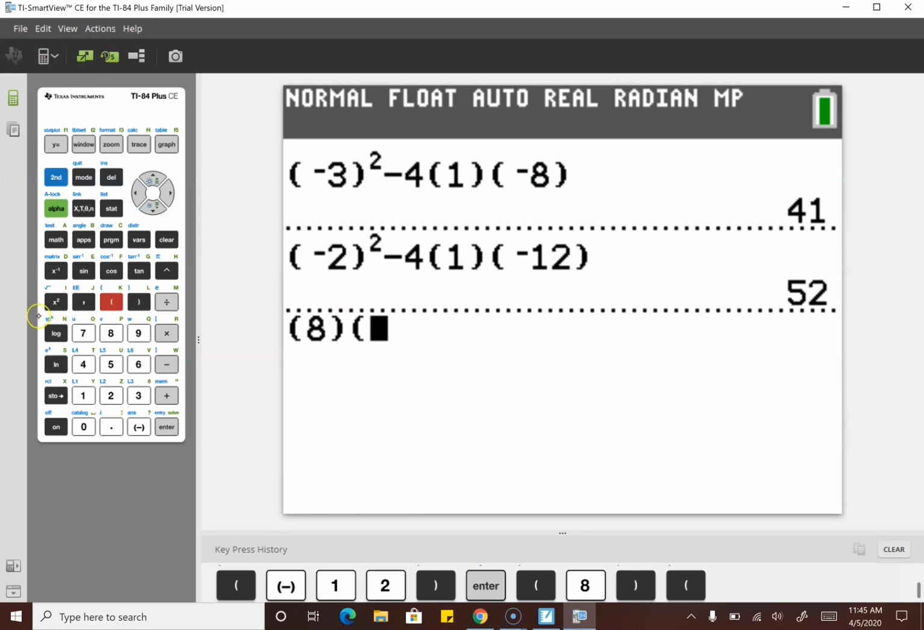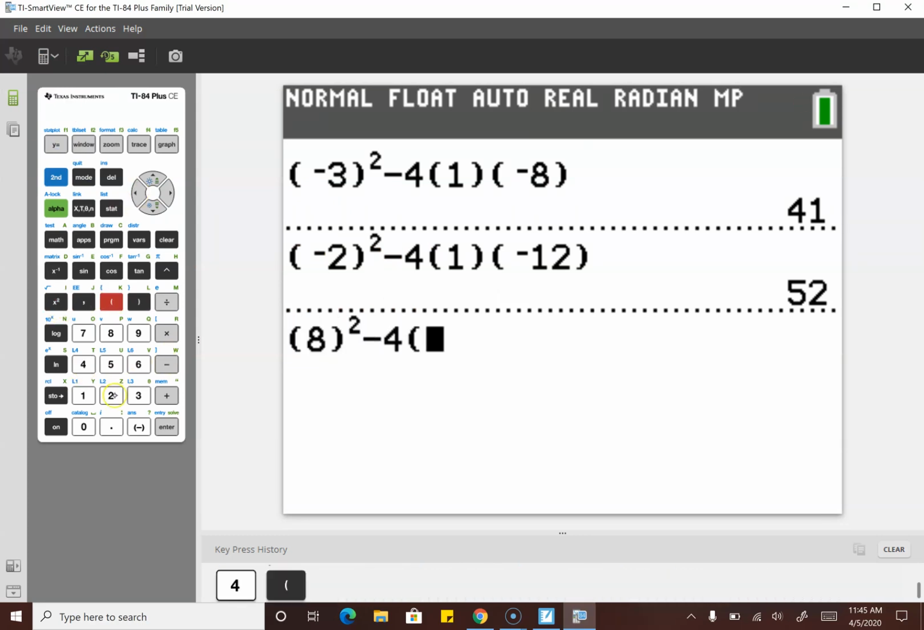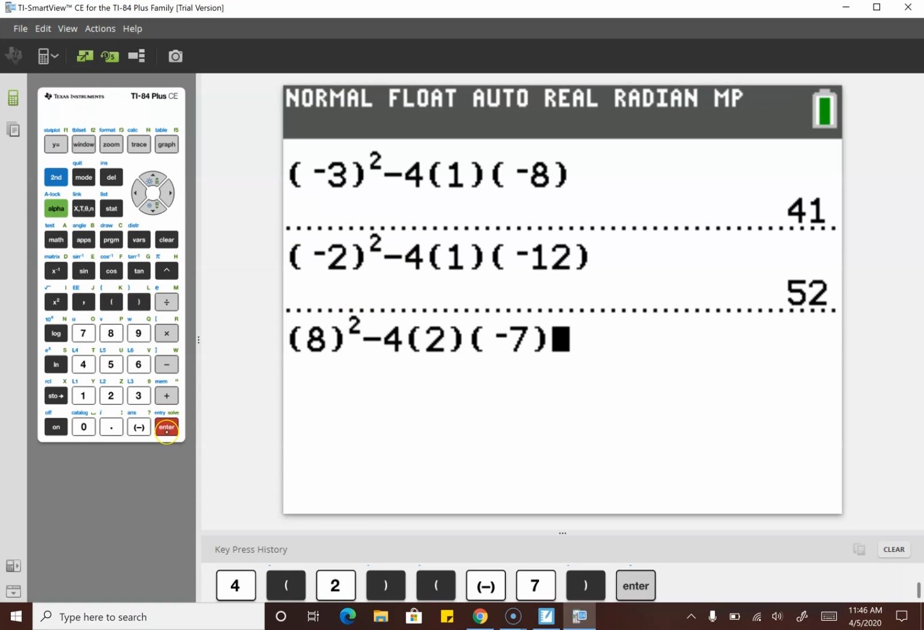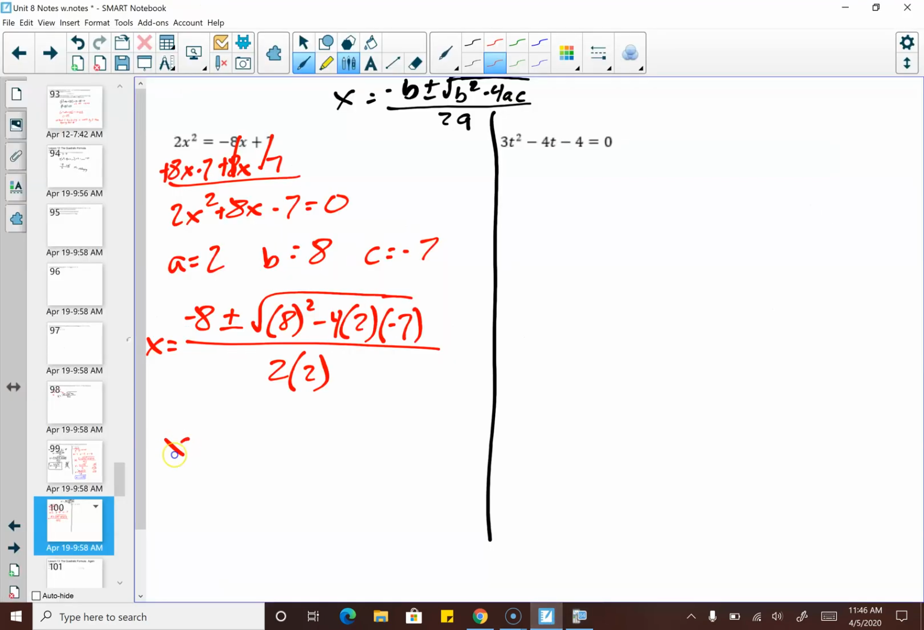So 8 squared minus 4 times 2 times negative 7. When I do that, I get 120. So x equals -8 plus or minus square root 120 over, and 2 times 2 is 4. Again, do not cross the 8 and the 4 out yet. We have to work with the 120.